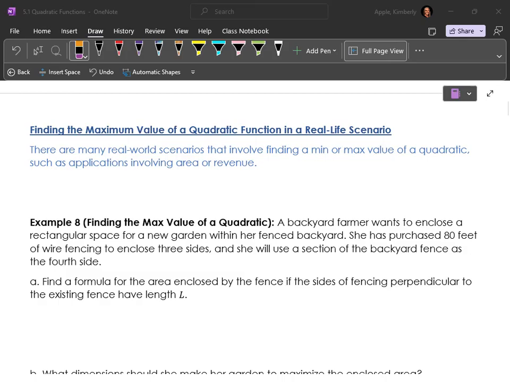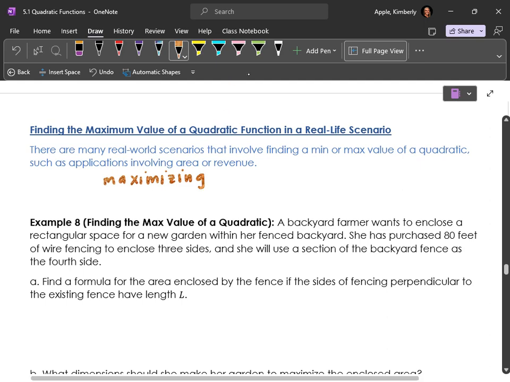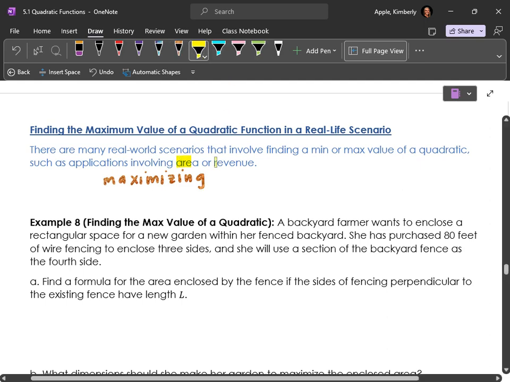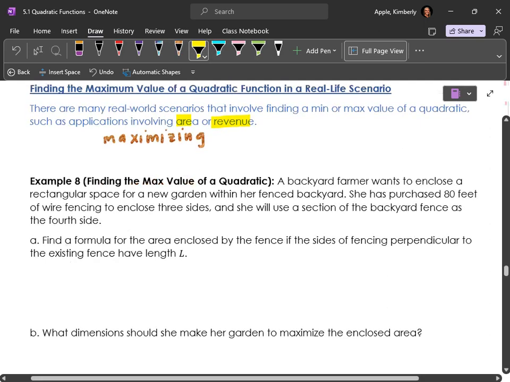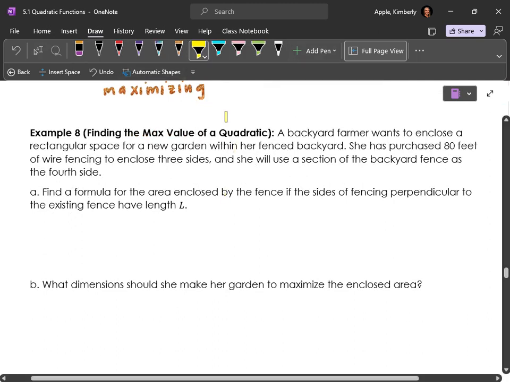The second part of 5.1, we're going to talk about some applications of quadratic functions in real life contexts. Primarily, we're going to be talking about maximizing area or revenue in different situations. So the first thing is finding the maximum value of a quadratic.